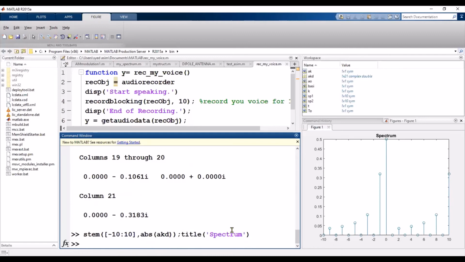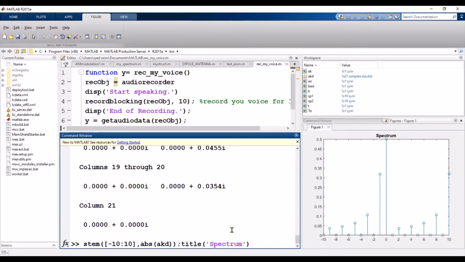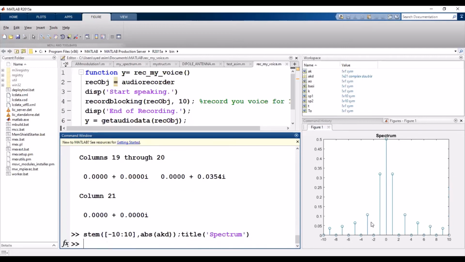Sorry, I think there is some mistake. Sorry, yes, 2, and here we have a spectrum. The spectrum shows 0. We have amplitude 1 by 2, 0 2 pi k, and this complex amplitude is 0 for the even harmonics and non-zero for odd harmonics, as you can see in the slide.